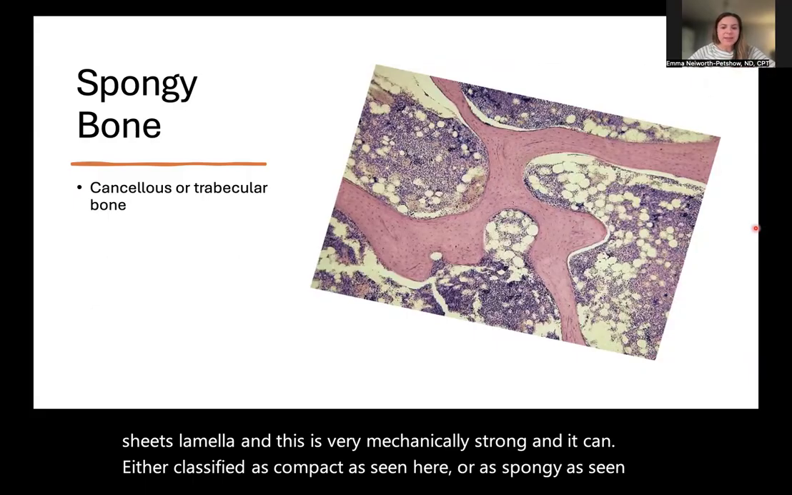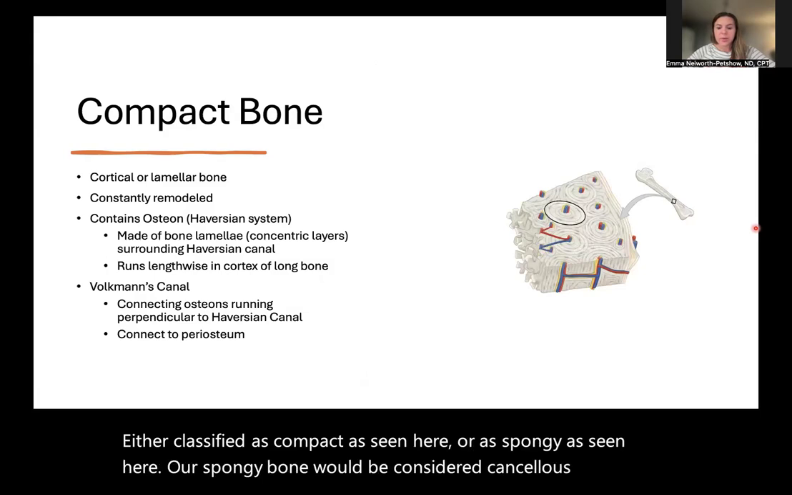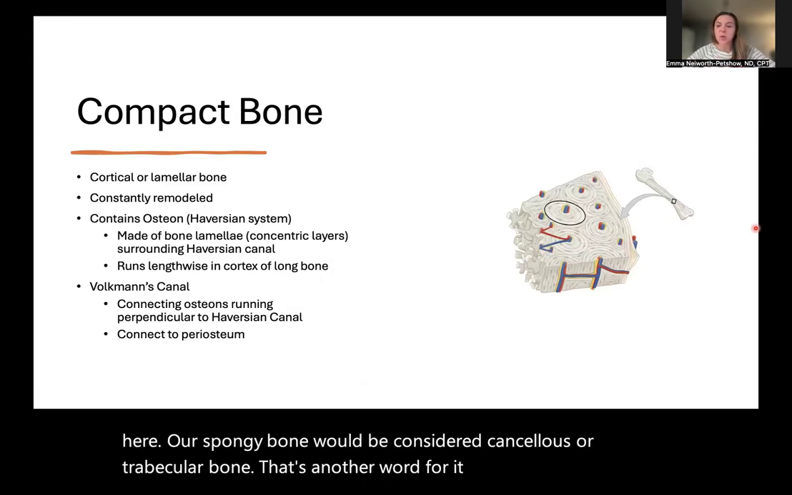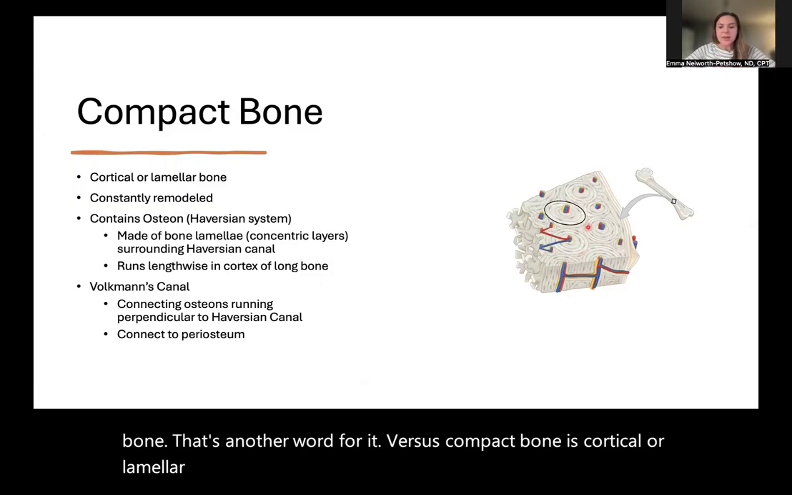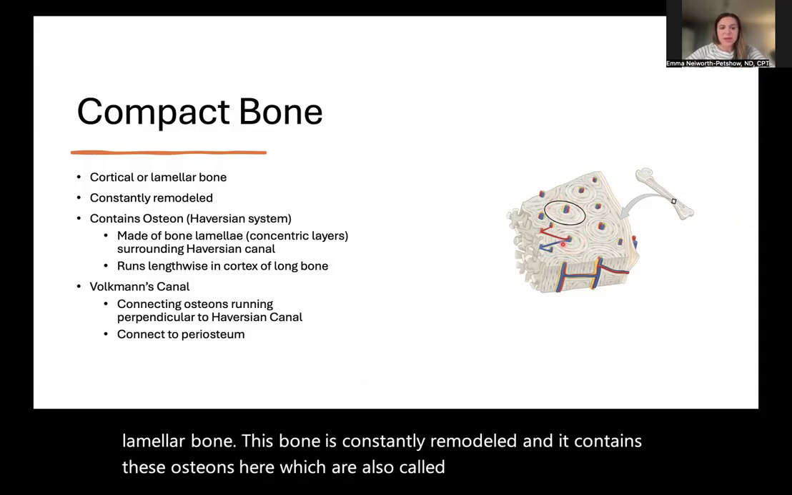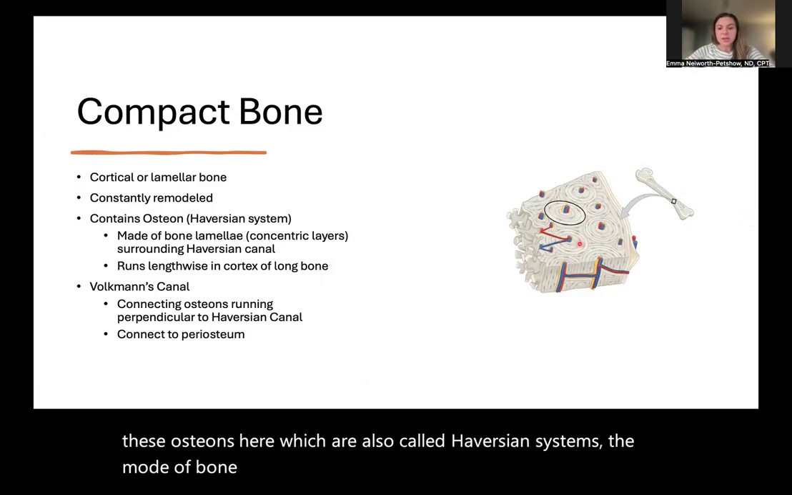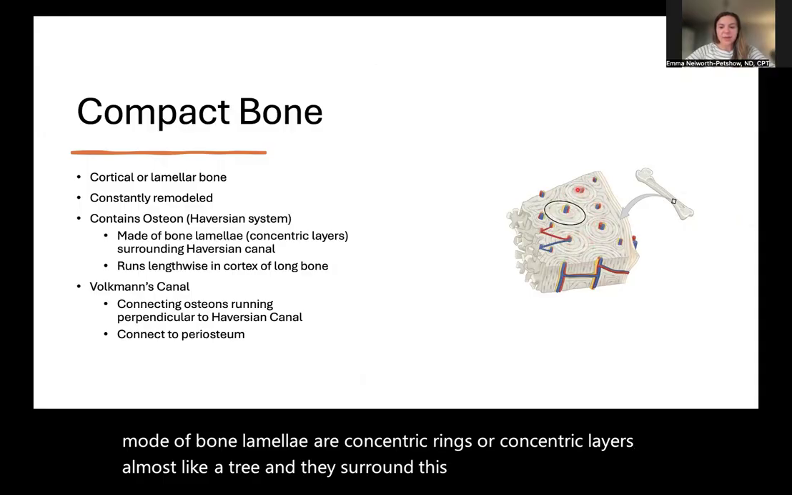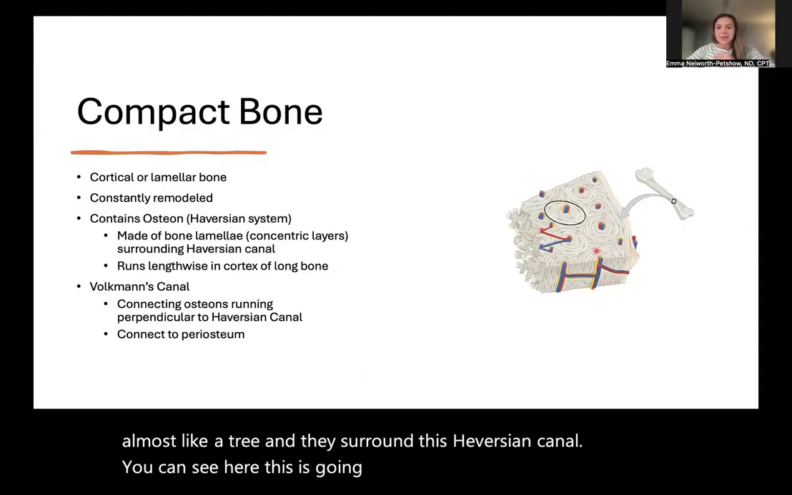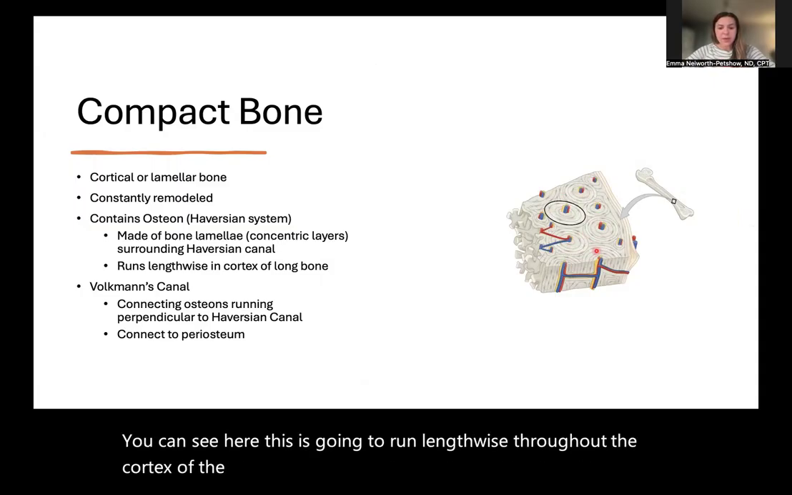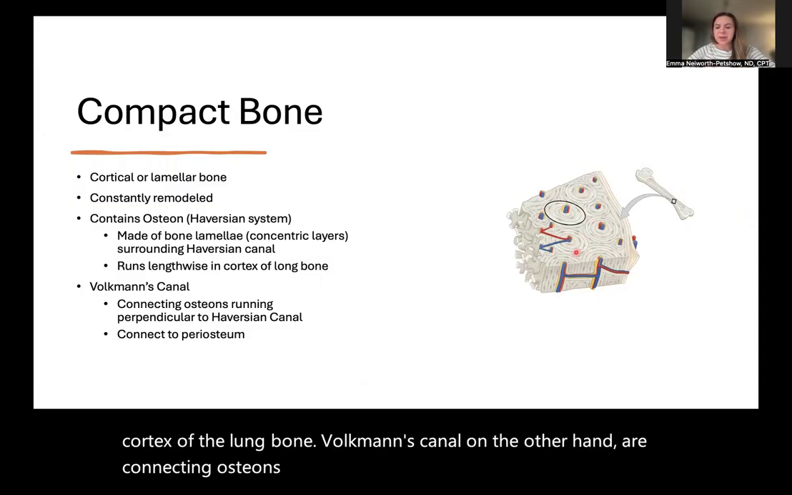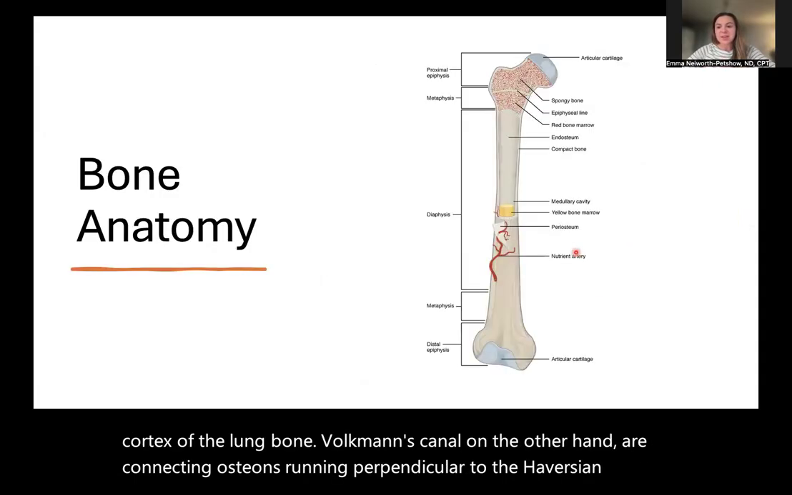Our spongy bone would be considered cancellous or trabecular bone. That's another word for it, versus compact bone, which is cortical or lamellar bone. This bone is constantly remodeled and it contains these osteons here, which are also called Haversian systems. The bone lamellae are concentric rings or concentric layers, almost like a tree, and they surround this Haversian canal that you can see here. This is going to run lengthwise throughout the cortex of the long bone.